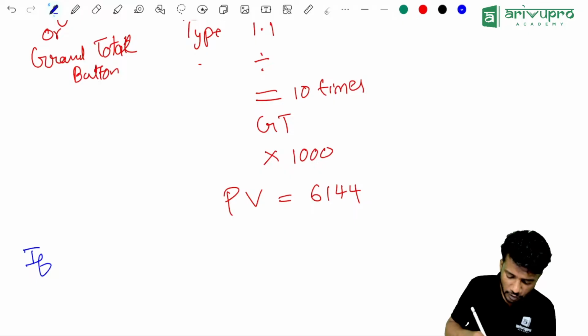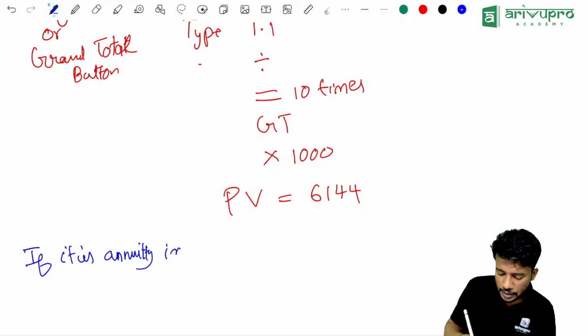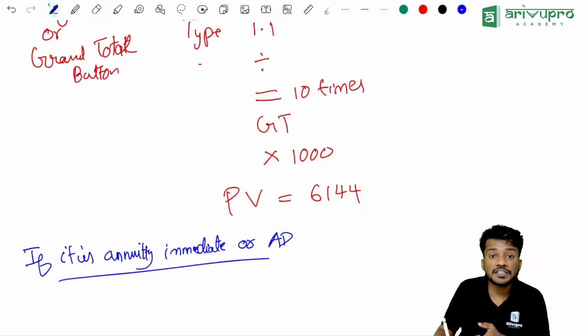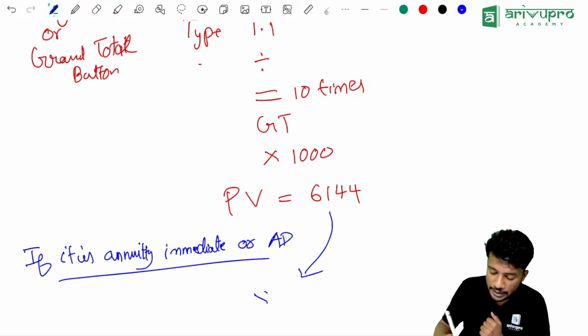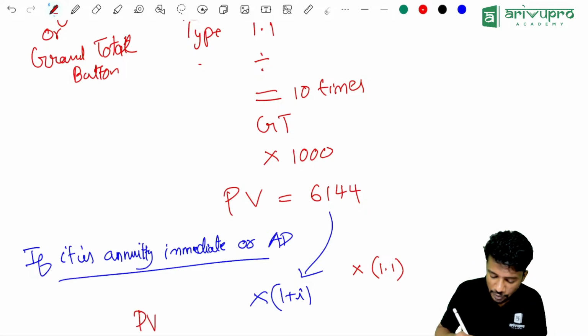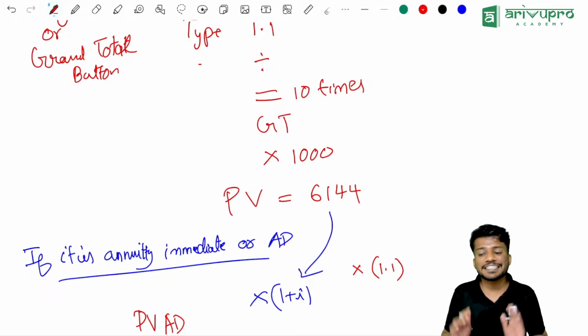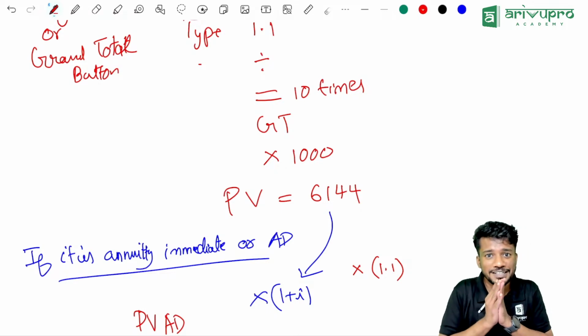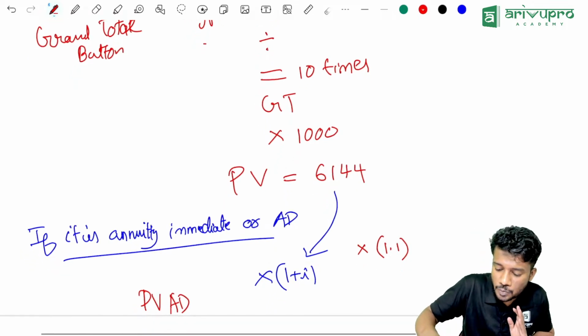Now, if it is annuity immediate or annuity due, after finding 6144, we need to multiply it with the 1 plus i value. Here it is 1.1. Multiply it with 1.1. You will get the present value of annuity due. You will get it that way. Everyone understood? Yes, that's all. Okay, next one.